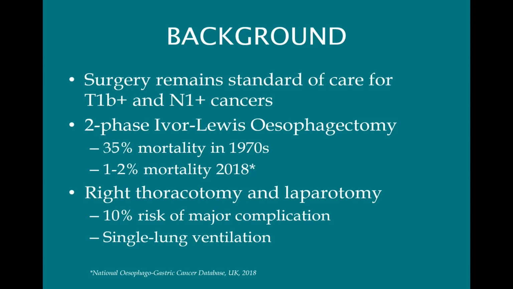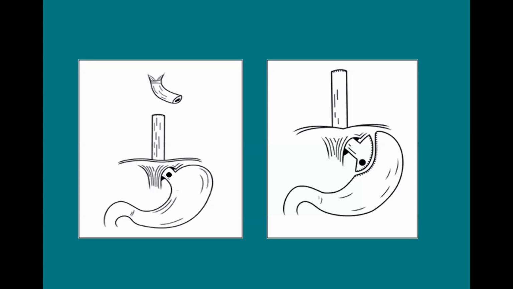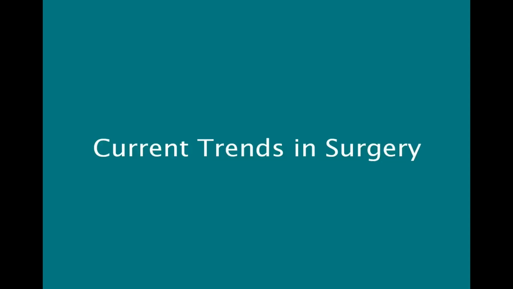The operation involves a subtotal esophagectomy, so you remove approximately 70% of the esophagus and about 50% of the lesser curved side of the stomach. You then bring the stomach up into the chest and perform the anastomosis. So you are removing a significant amount of both esophagus and stomach, which has implications for the patient's dietary habits in the future and their overall quality of life.